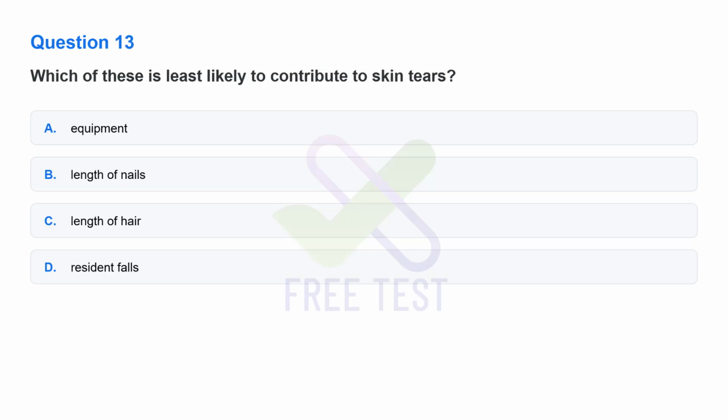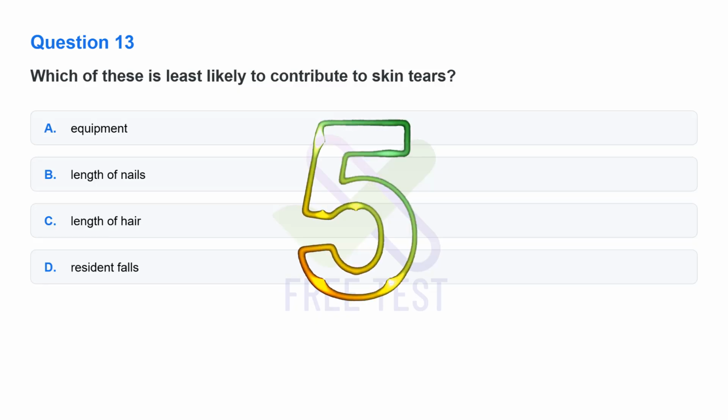Which of these is least likely to contribute to skin tears? A. Equipment. B. Length of nails. C. Length of hair. D. Resident falls.